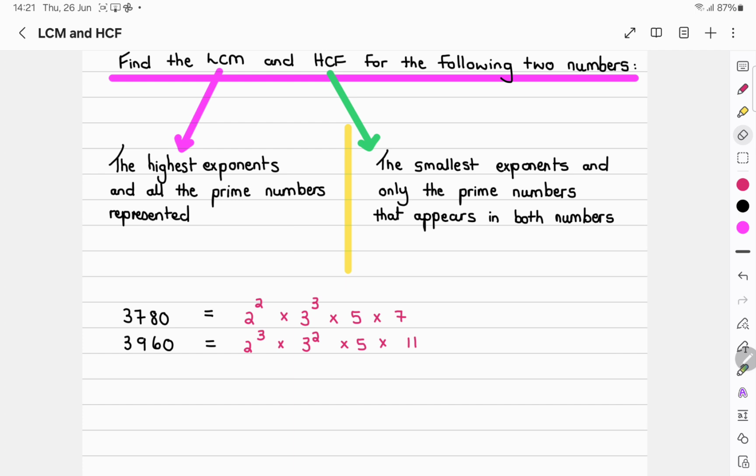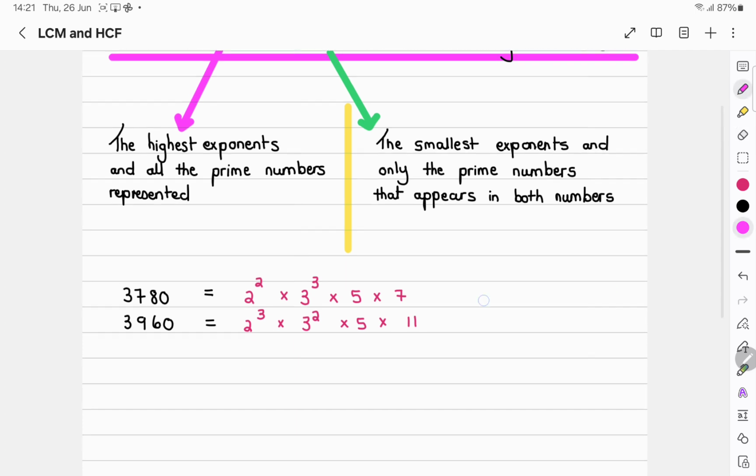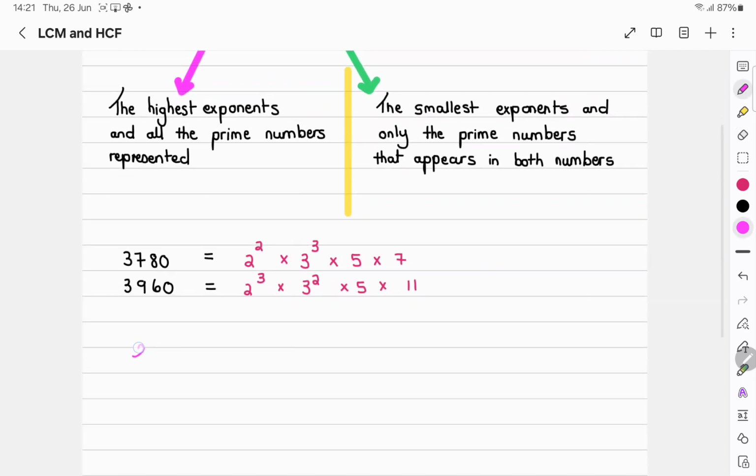Okay, now let's first look at the first one, the lowest common multiple. I said to you, for the lowest common multiple, we are going to use all of it. So whether it's represented in both or not, we're going to write it there. We've got 2s as your base, you've got 3s, we've got 5s, we've got 7, and we've got 11.